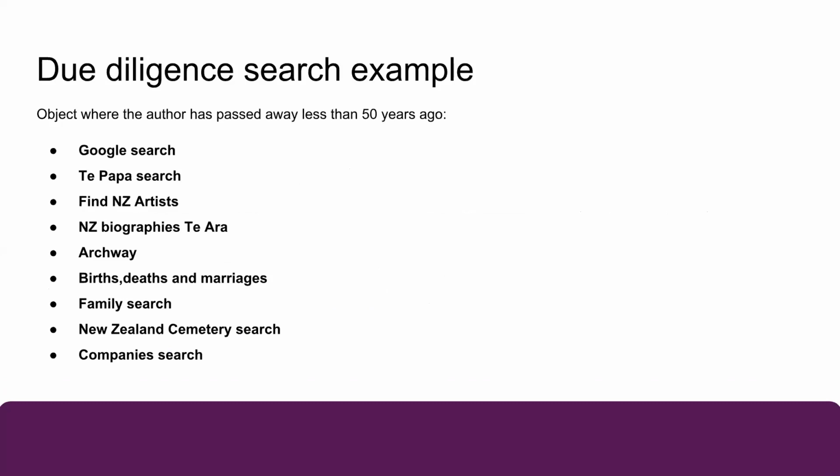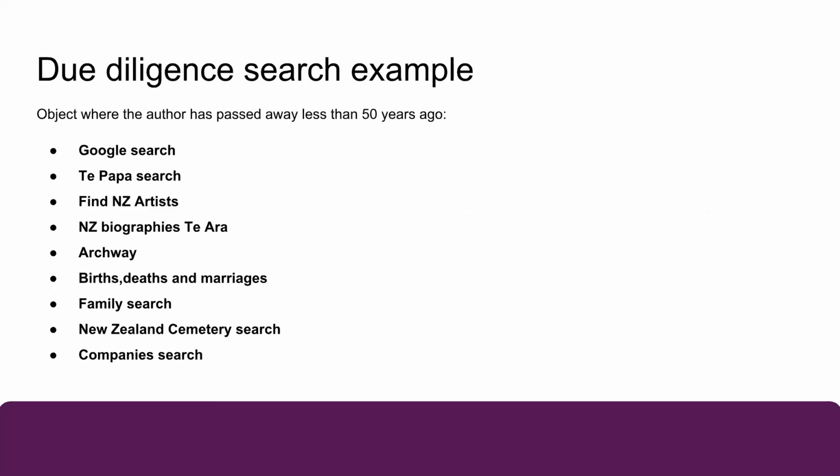So how do we do it? A common example of an orphan work at Auckland Museum in my previous role was a work where the author had passed away less than 50 years ago. So the work was still in copyright, and the next of kin had to be traced. So these are all the steps that I took. I'll walk you through them.